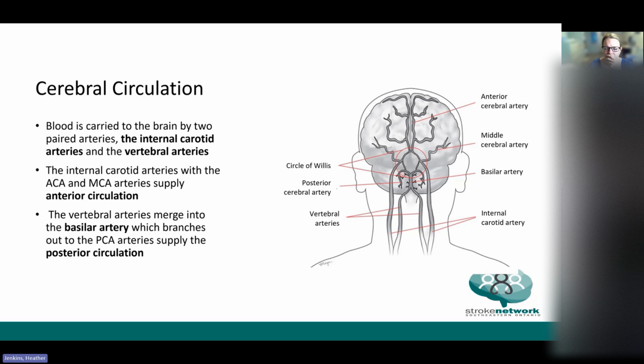So to ensure that the brain receives blood flow, we have two main arteries on the front and two on the back that carry the blood from our heart up to our brain. So the anterior part of our circulation is our internal carotid arteries, and they supply your brain with about 2/3 of the blood supply that they need.